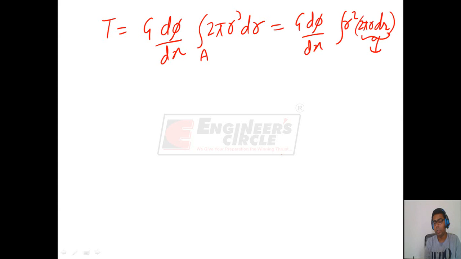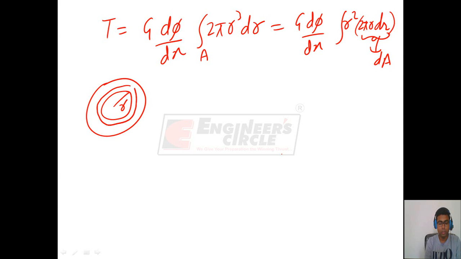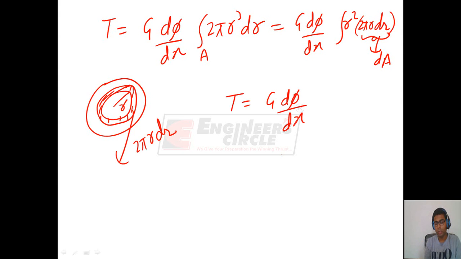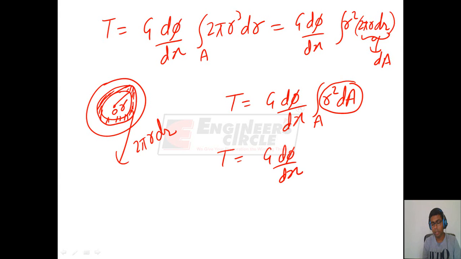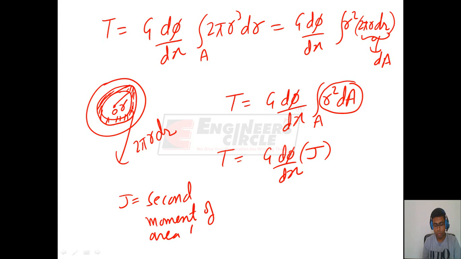Now this 2 pi r dr is actually dA. That is, if we consider this circular cross section, then at any distance r, we have a ring like this, then this differential area is given by 2 pi r into dr. So we can write T as equal to G d phi by dx into integration r square dA for the entire cross section A. Now this term r square into dA is the second moment of area, that is second moment of this area about the axis passing through point O. So we call this as G d phi by dx into J. That is, J is the second moment of area about x-axis passing through point O.